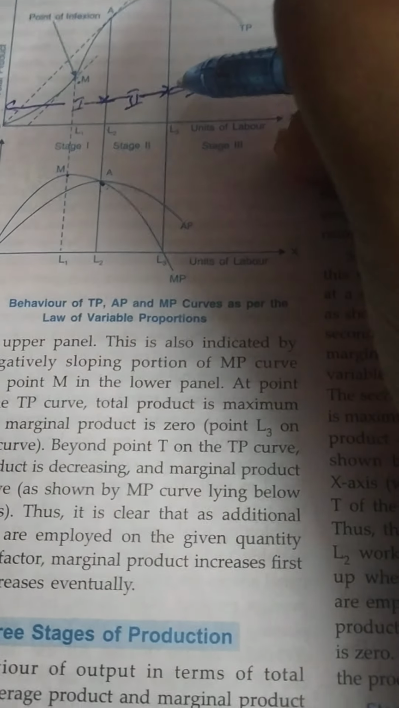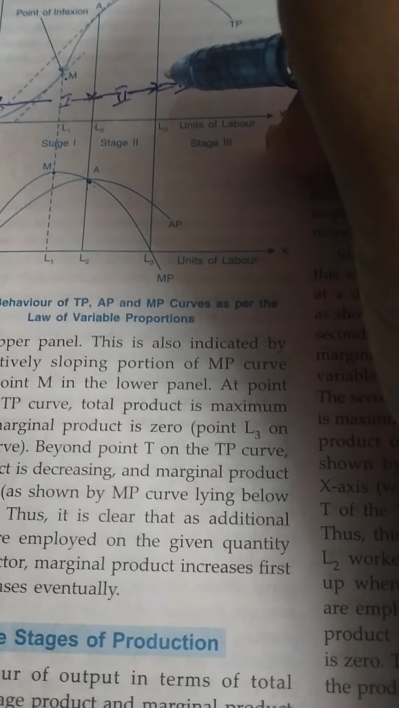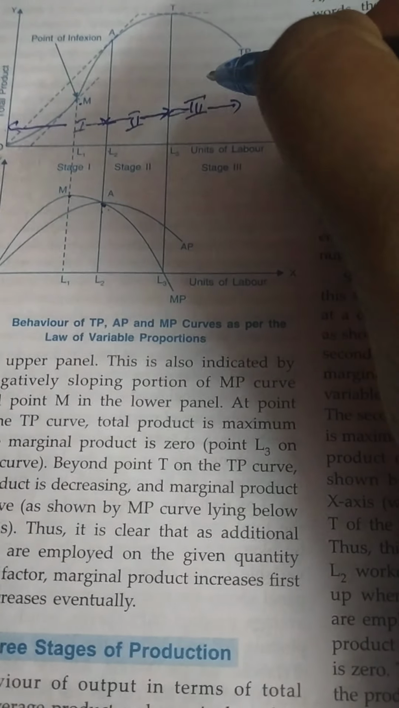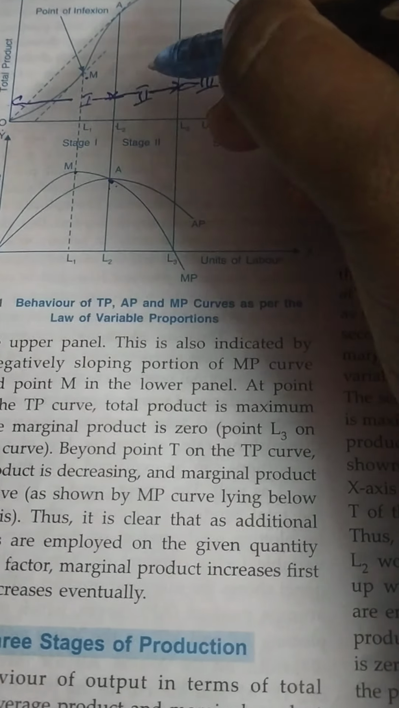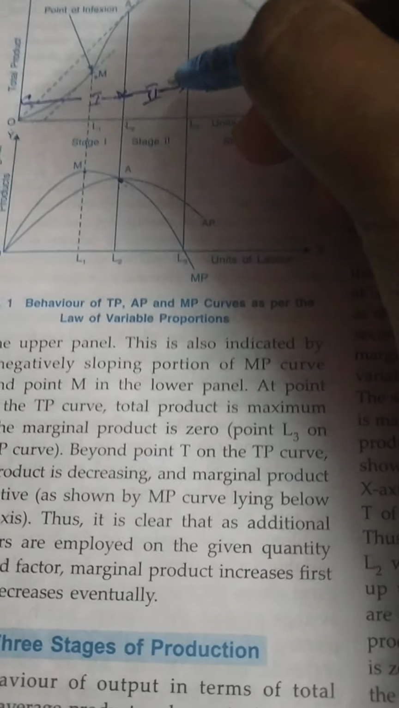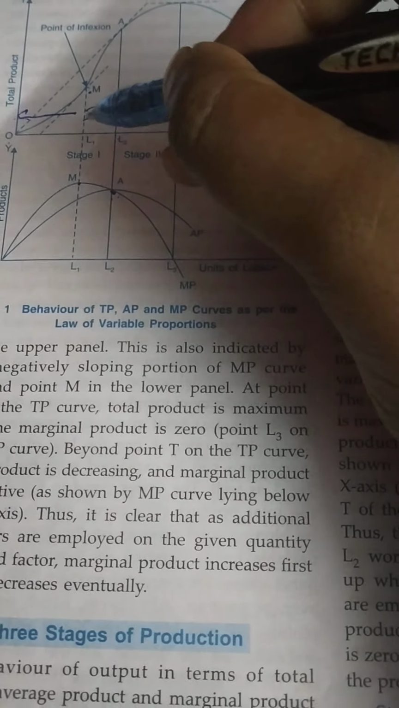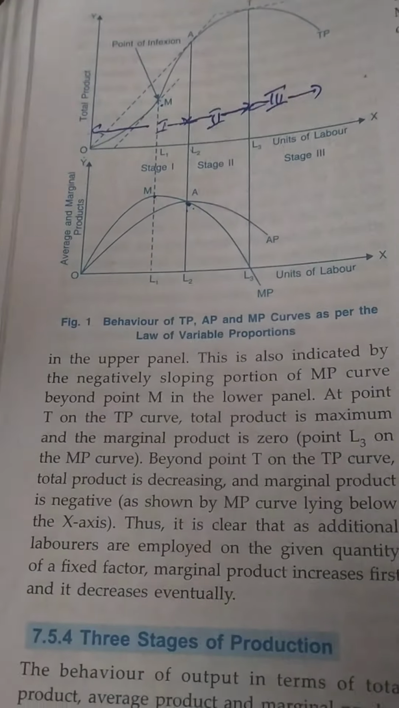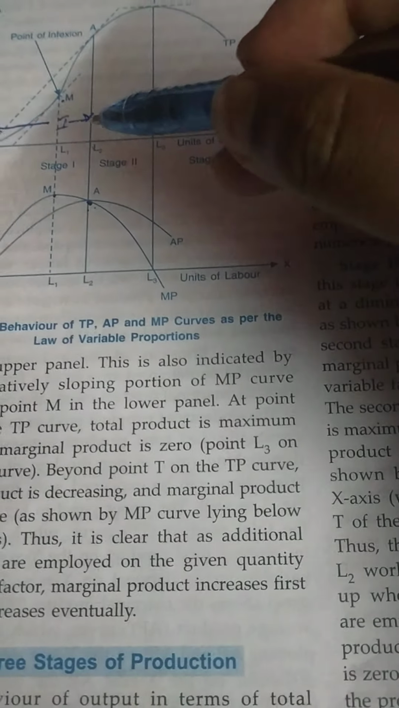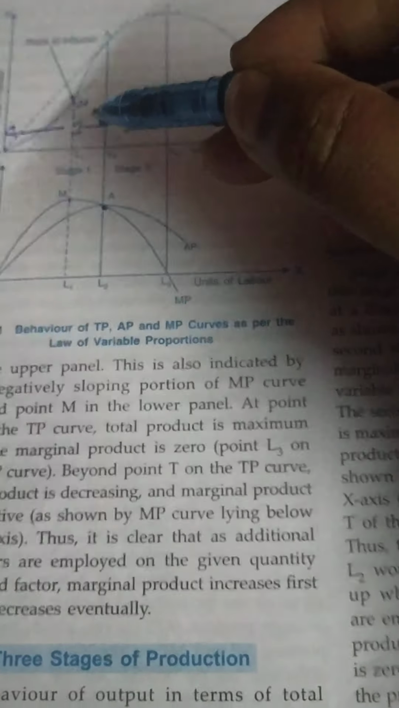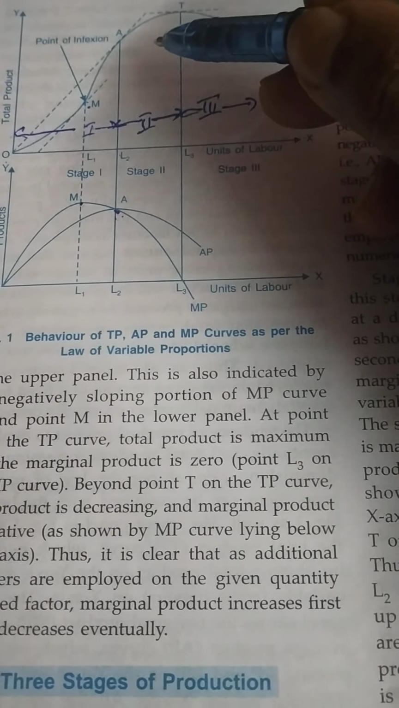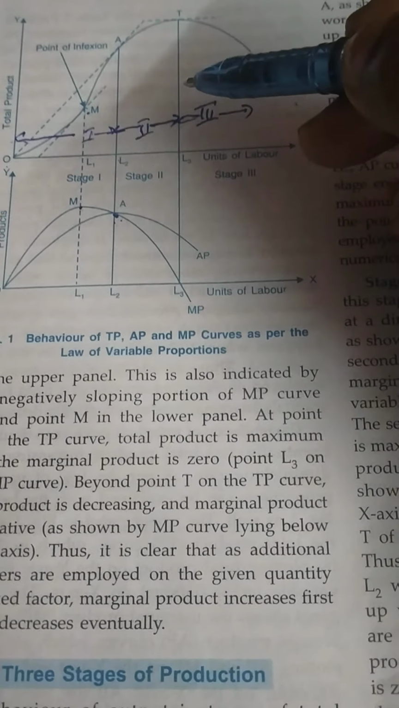Now out of these three phases or three stages of the law of variable proportion, a rational or a sensible producer will choose to operate at stage 2. Not at stage 1, because he will not stop at stage 1, because he knows that here TP is still increasing. So since he is rational, he will not stop here. He will continue to produce.